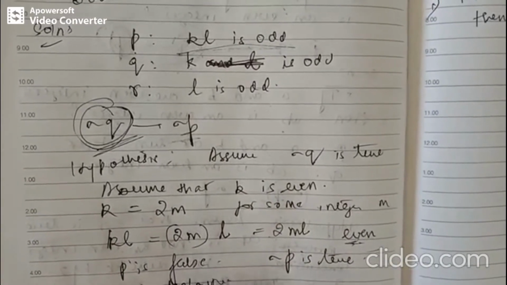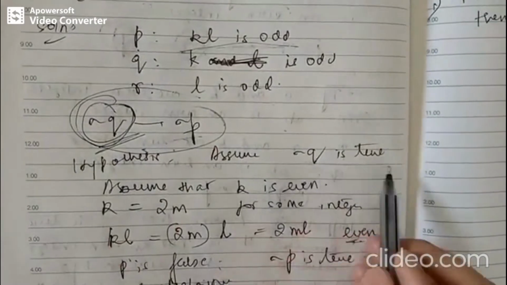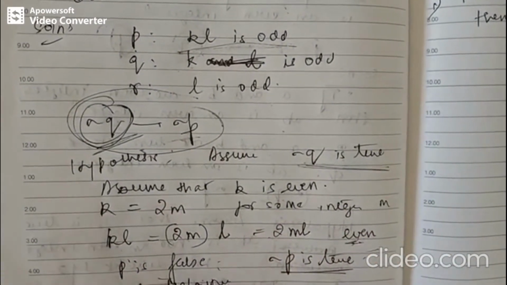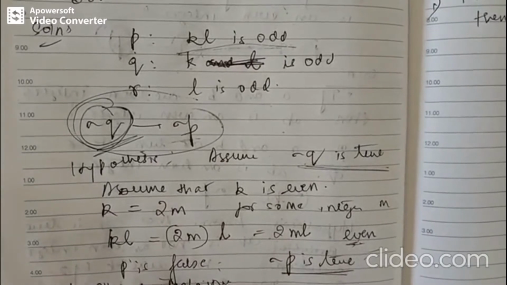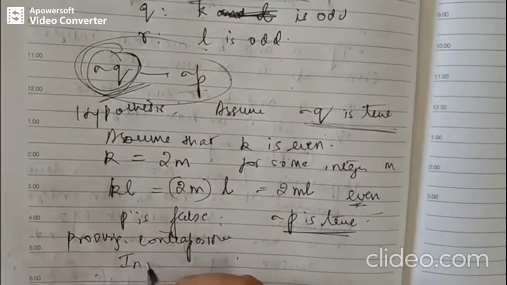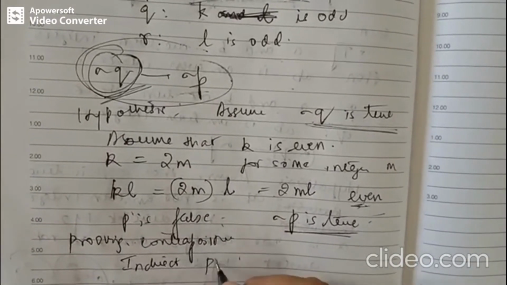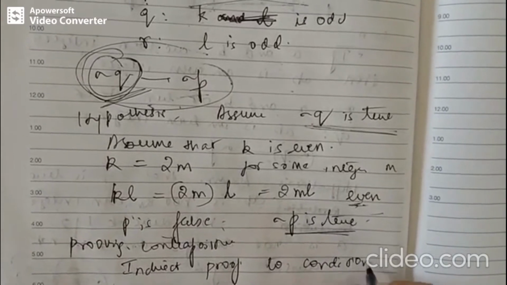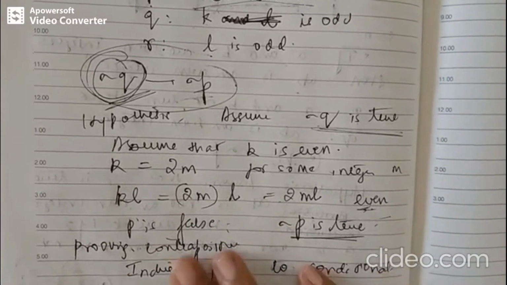We have started with the contrapositive. We have taken negation Q is true and got negation P is true. Thereby we are proving the contrapositive. And this proof of the contrapositive is an indirect proof to the conditional. This is how you need to solve the problem.